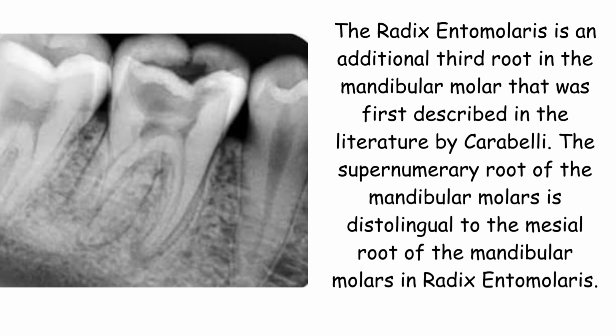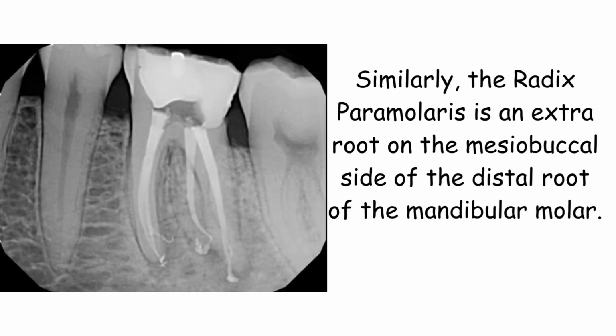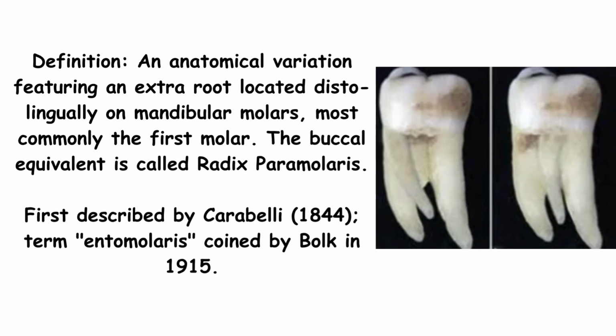What is Radix Entomolaris? The Radix entomolaris is an additional third root in the mandibular molar that was first described in the literature by Carabelli. The supernumerary root of the mandibular molars is distolingual to the mesial root of the mandibular molars in Radix entomolaris. Similarly, the Radix perimolaris is an extra root on the mesiobuccal side of the distal root of the mandibular molar.